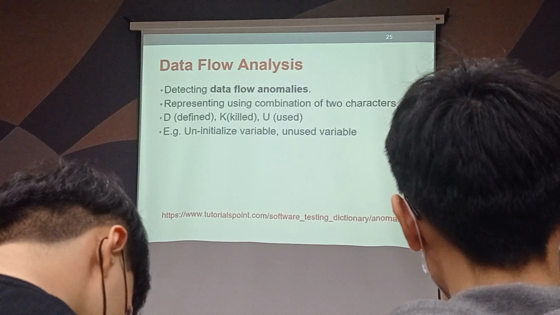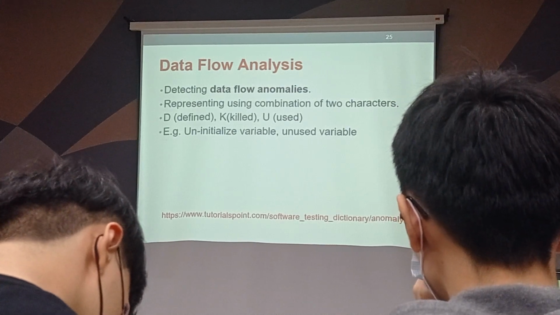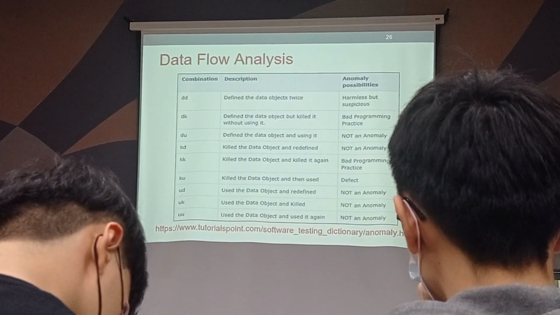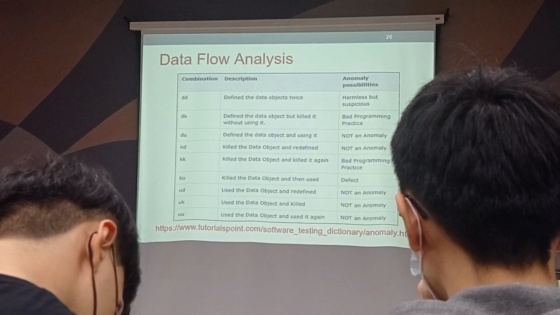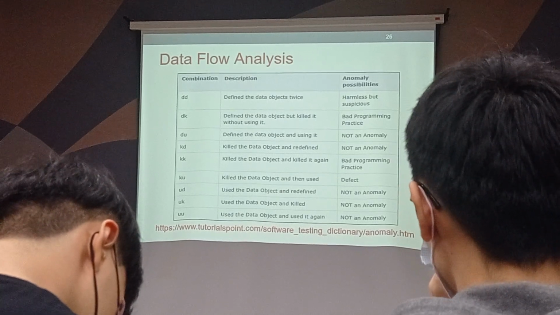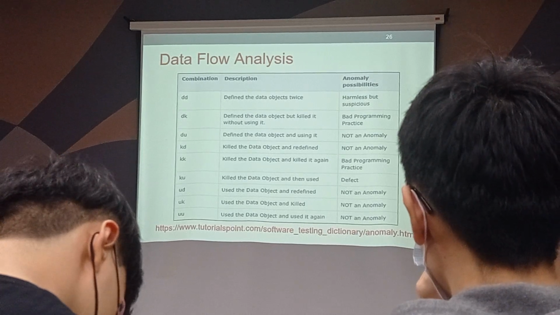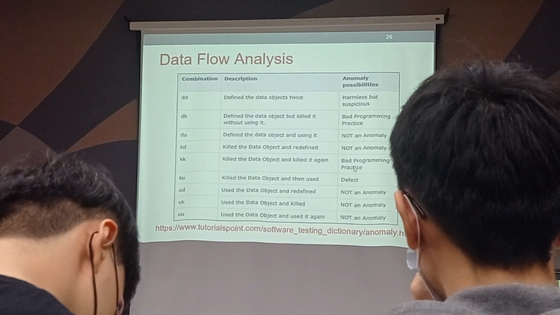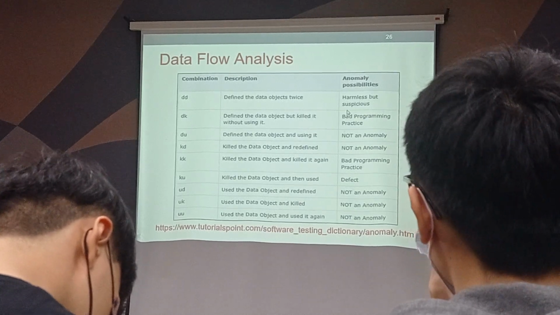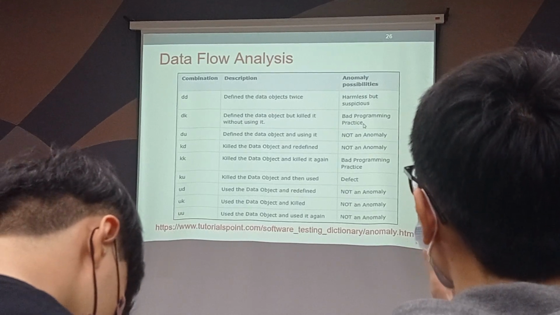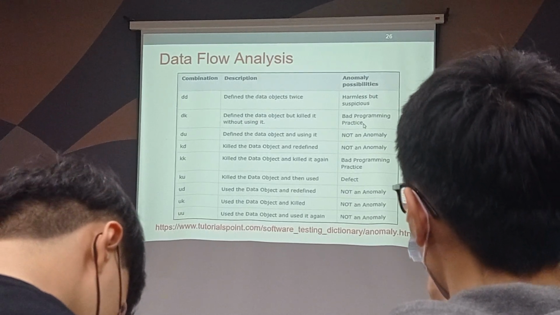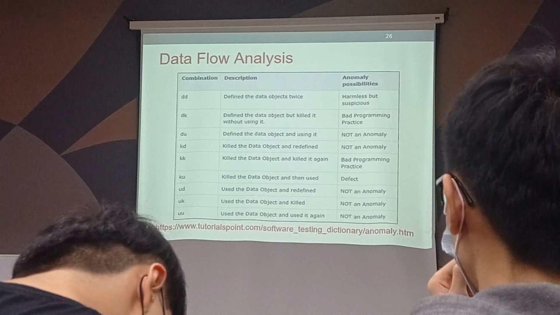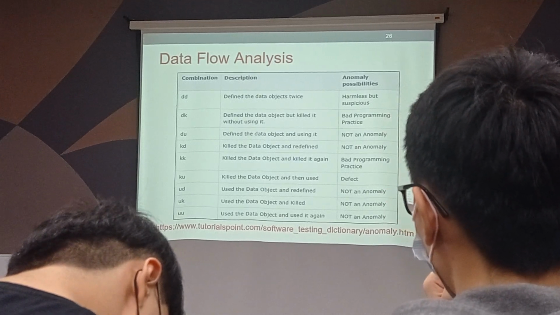If you see, each of these has a meaning. D is for defined, K is for killed, and U is for used. So if you see the combination of these, what will be the description and what will be the possibilities of the issue that happens. If you see there is a defect, a bad programming practice, or something harmless but suspicious, all these tools can help us to know what the issue is here, so that we can improve the way we are handling the data in our program.